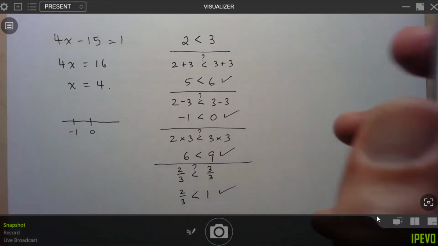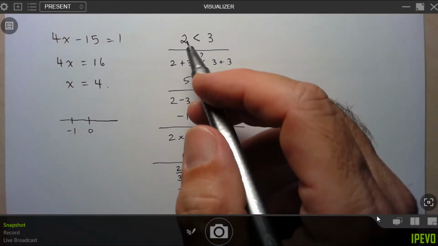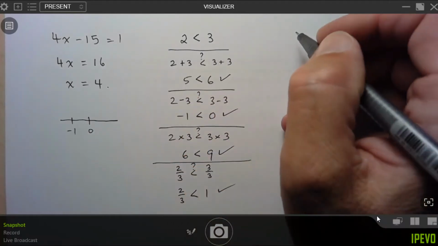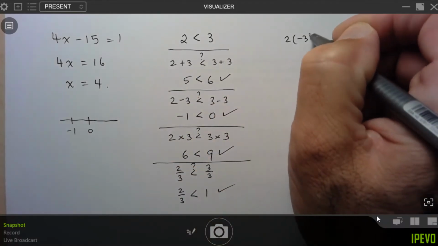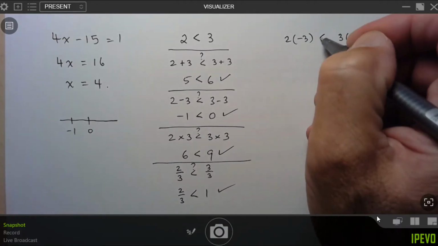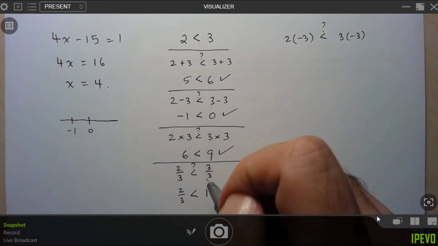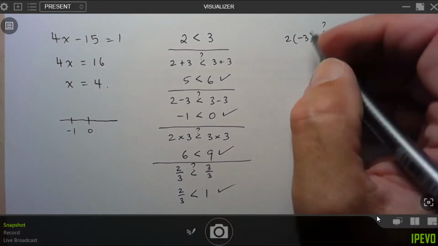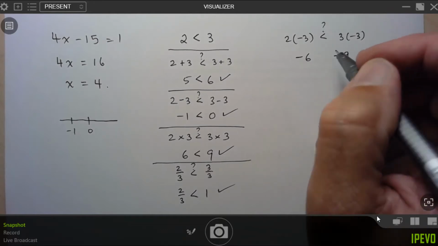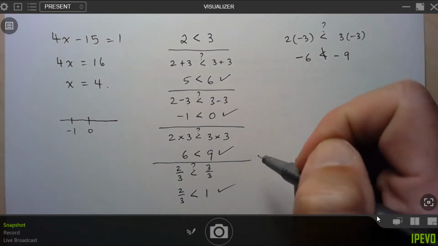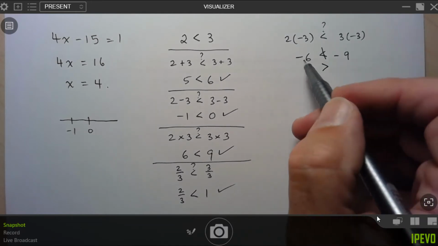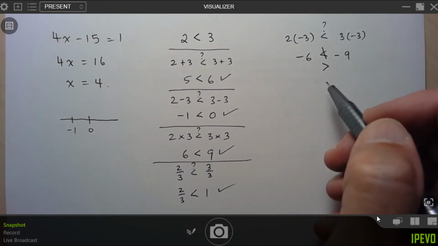Because let's say I start again with 2 is less than 3. Let's multiply both sides by negative 3. So 2 times negative 3 and 3 times negative 3. Is that inequality still going to hold, or what do we have? We have 2 times negative 3 is negative 6. 3 times negative 3 is negative 9. That is not correct. In fact, it's the other way around. Negative 6 is greater than negative 9.